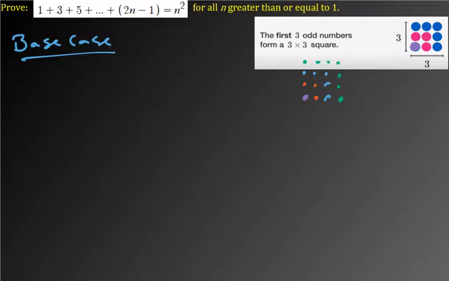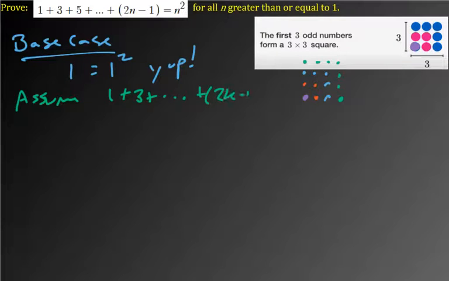So the base case is just showing the first one, like you are knocking down the first domino. So 1 equals 1 squared. Yep, that works. Done. Okay. So now I'm going to assume that 1 plus 3 plus dot dot dot plus 2k minus 1 equals k squared. So k is inside my 1 to n list of numbers, basically. And I'm going to assume that holds, all right?